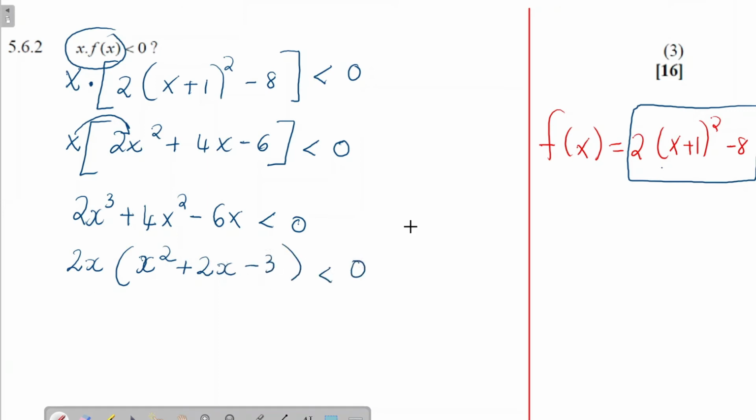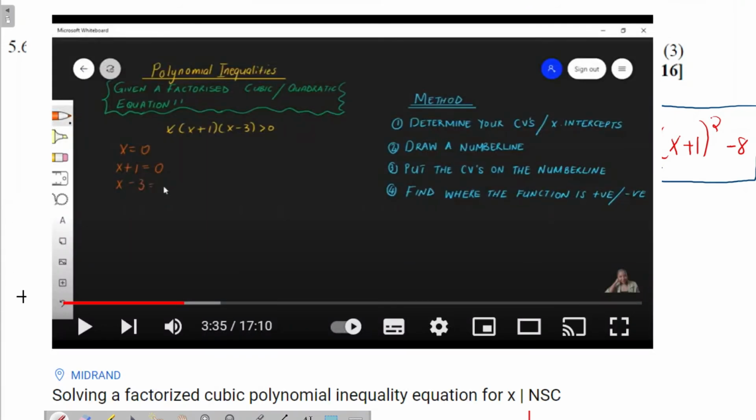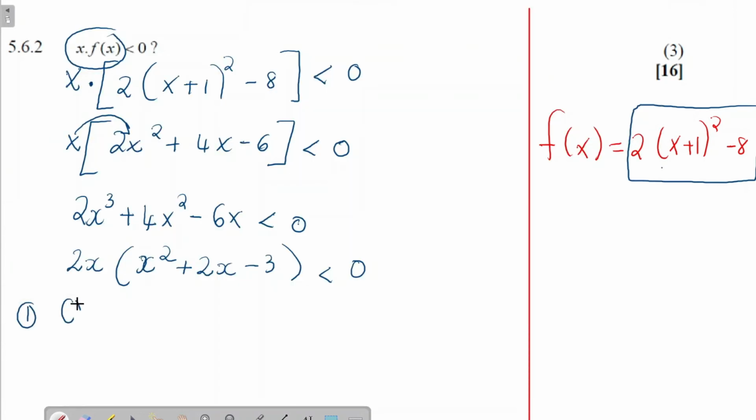From here, guys, remember, if you've watched my inequality videos, when you're working with inequalities, the first thing you need to do is get your critical values. After you found your critical values, you need to put them on a number line. And then once you've put them on the number line, you need to determine where this function is positive or negative on your number line. Okay, that is exactly what we are going to be doing now.